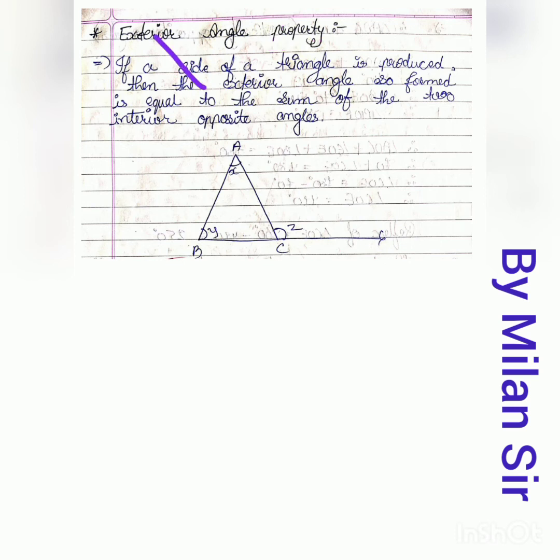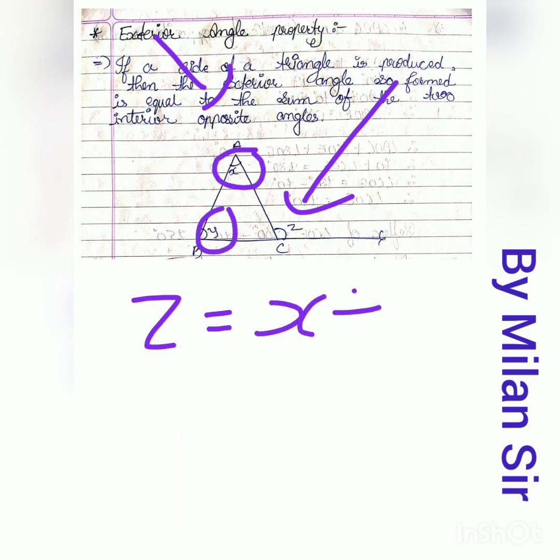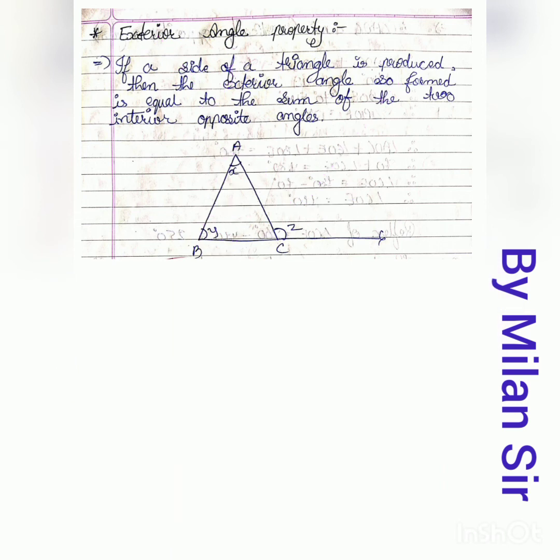Here we have one triangle ABC. Here Z is called the exterior angle. So Z is equal to the sum of the other two interior angles, that means X and Y. So Z is equal to X plus Y. This is called the exterior angle property. This property we already learned in our standard 8, right? Exterior angle Z is equal to the sum of the other two interior angles.